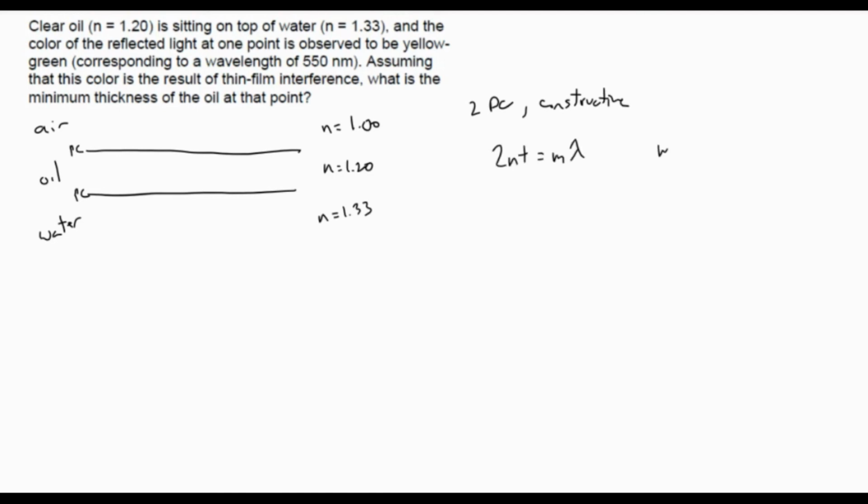In this case, m has to equal 1, right? For minimum thickness, m can't be 0. The thickness would also be 0. So solving that, we get the thickness is lambda over 2n. Just plug in. Make sure to use the index of refraction of the thin film, which in this case is the oil, 1.2. We get 229 nanometers. So there you have it.